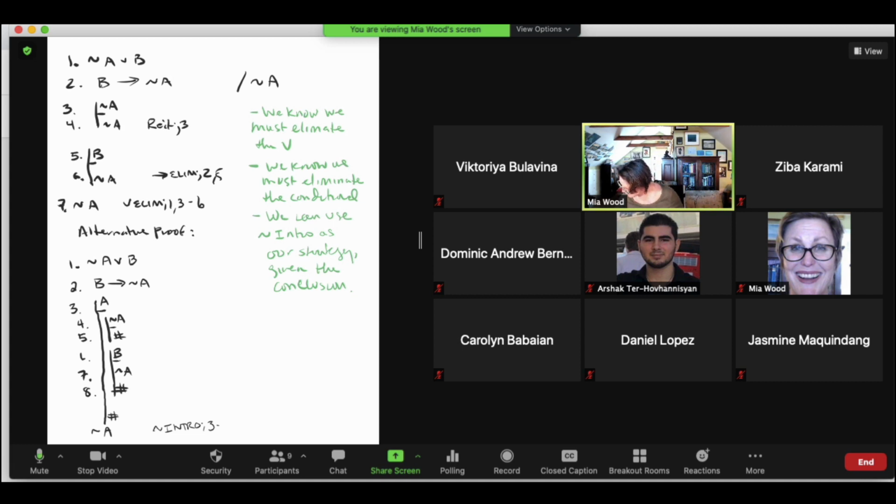and then we're out of the subproof, the nested subproof, I should say, and then back out on the main line. So we can color code these if that helps a little bit.